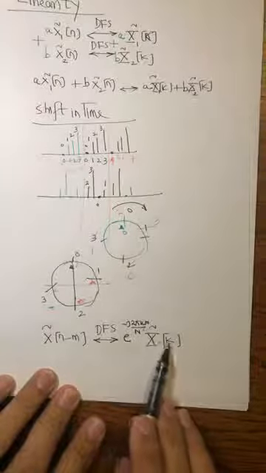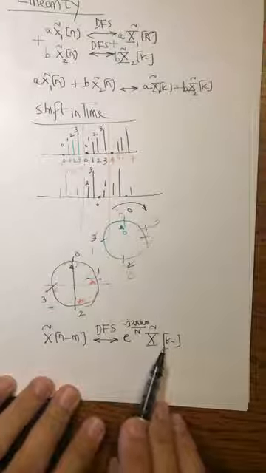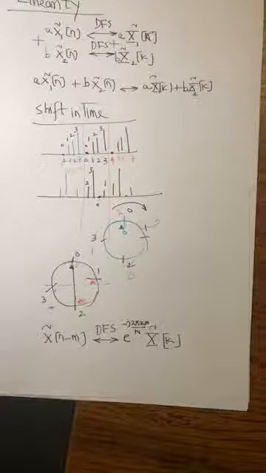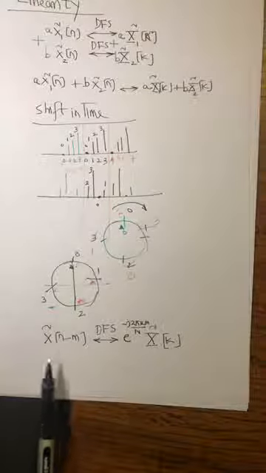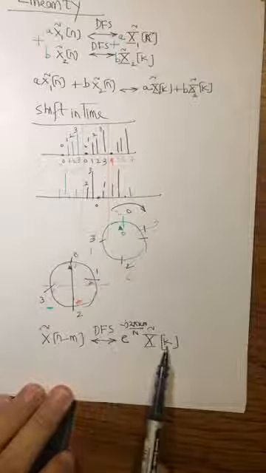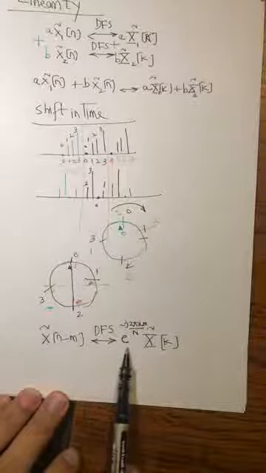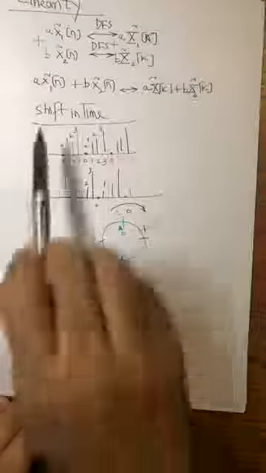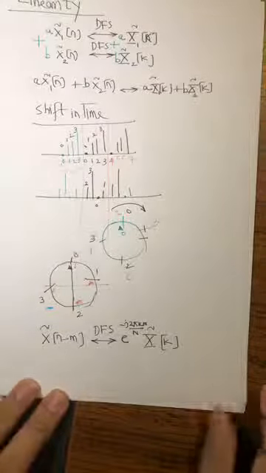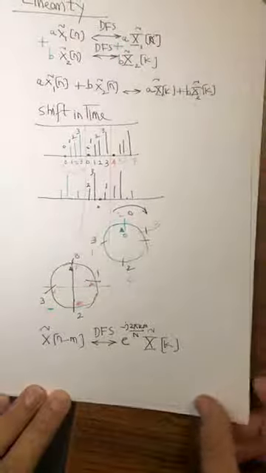So for every value of k, you can figure out how much this coefficient will change. Put k equals 0, the DC will change. K equals 1, the coefficient of the first harmonic will change. This is how you can compute. So a shift of a periodic signal is multiplication of its discrete Fourier series coefficients by an exponential. This is called the shift in time property, an important property for the discrete Fourier series.